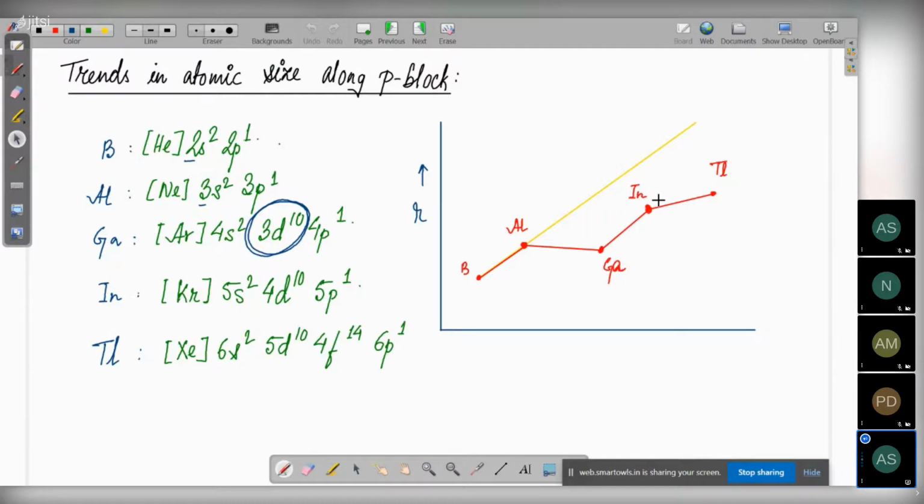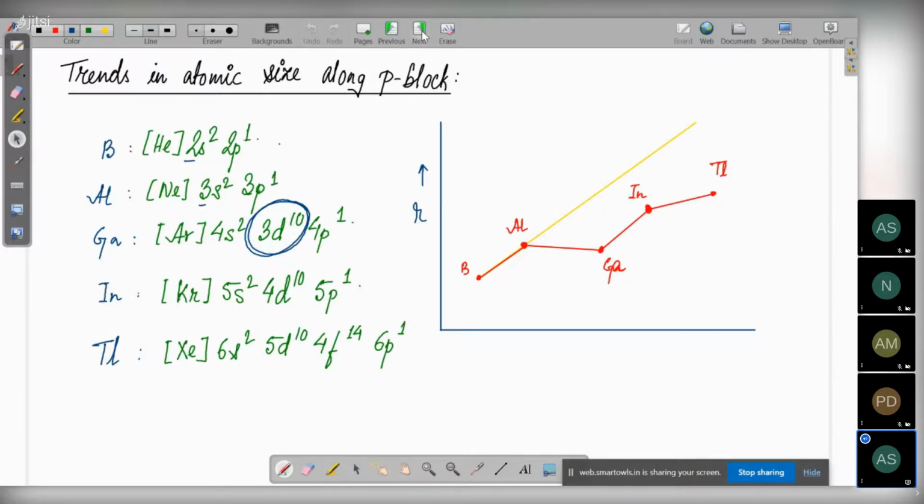Although our expectation was that gallium should be larger than aluminium, due to this effect of decontraction, the size of gallium is slightly, not very much, rather very slightly smaller. That's why we in fact say that they are similar in size.